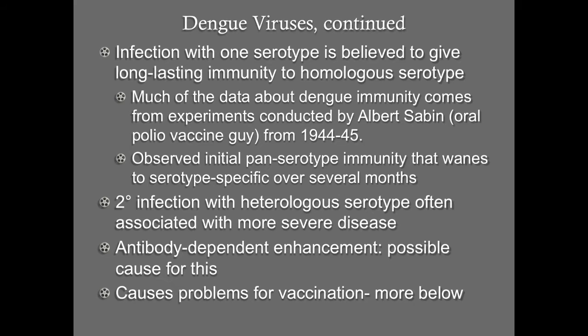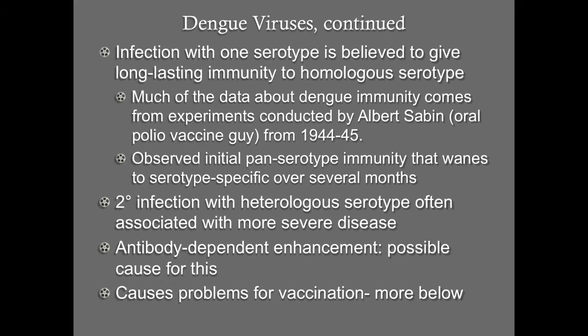But anyway, he observed initially following dengue infection that you probably had an antibody response which would recognize all forms of dengue, but that would go away, and then you would be left with something that primarily recognized just that specific serotype, and that's the long-lasting immunity that grants you immunity to just the homologous serotype.